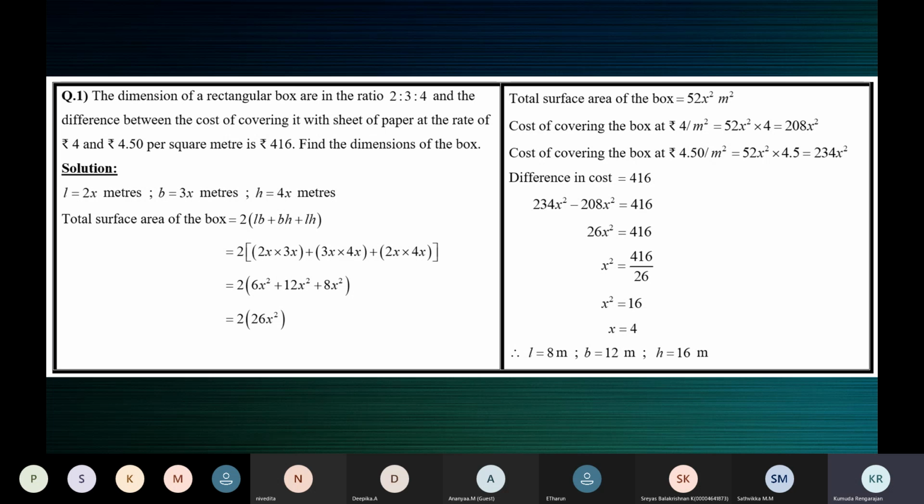Now, this box can be covered with paper, with two different types of paper. One at the rate of rupees 4 per meter square and the other at the rate of rupees 450 per meter square. The difference, just a minute, children.